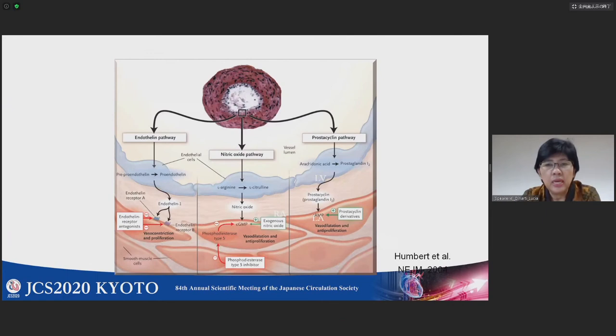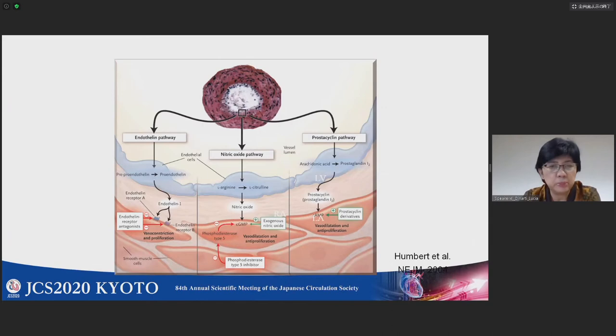And as we know, the pathogenesis of pulmonary arterial hypertension can be explained by three pathways. First is the endothelin pathway, the second is the nitric oxide pathway, and the third is the prostacyclin pathway. Endothelin is a strong vasoconstrictor, and on the other hand, nitric oxide and prostacyclin are strong vasodilators. In pulmonary arterial hypertension, there is an imbalance between endothelin as a vasoconstrictor and a decrease of nitric oxide and prostacyclin. In this disease, endothelin is overexpressed.